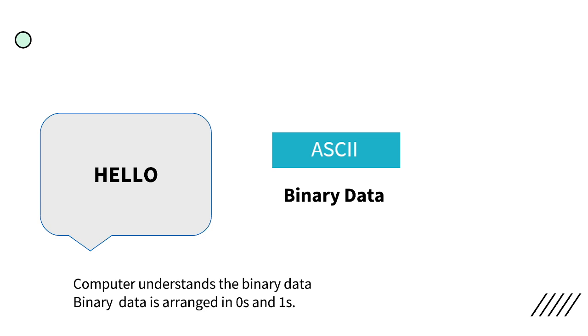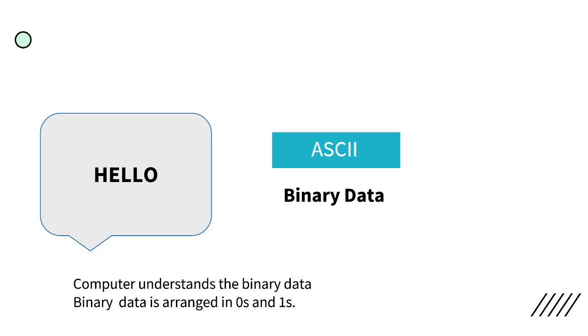A user is actively typing on a keyboard. The user wants to type the keyword hello and interact with the computer application inside the computer system. So the user typed the hello keyword with the help of the keyboard. Then what actually happens is that the keys pressed by the user are converted into a format understandable by the computer.